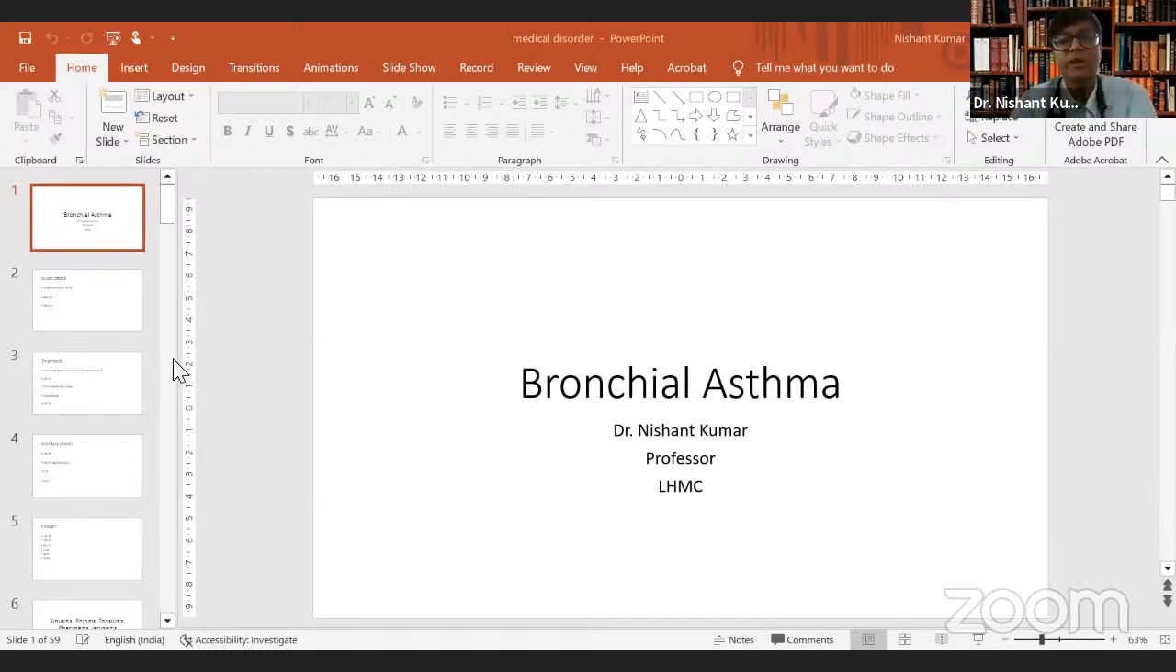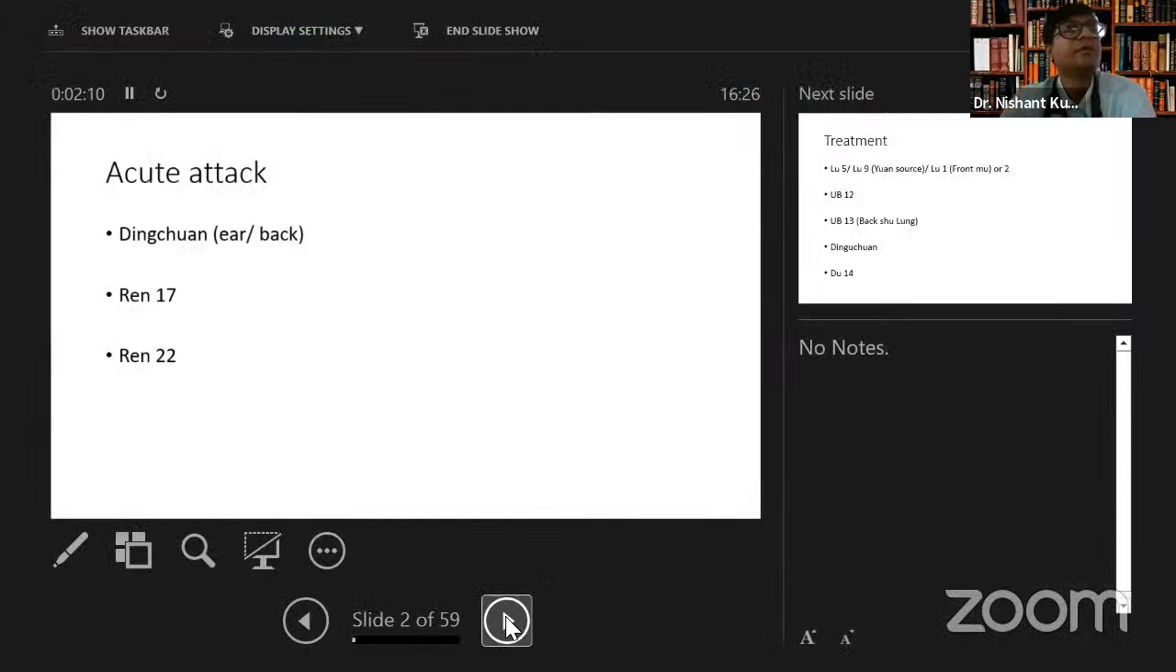Okay. So bronchial asthma can be an acute attack, which can be life-threatening. And sometimes we have seen that even the inhalers or medications do not help. For acute attacks of asthma, there are 2 points which are specifically helpful.